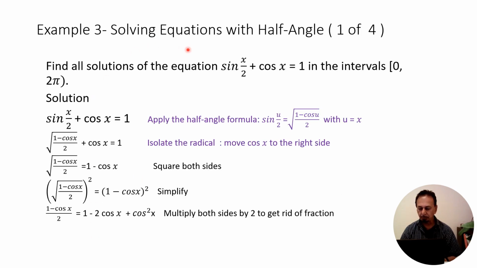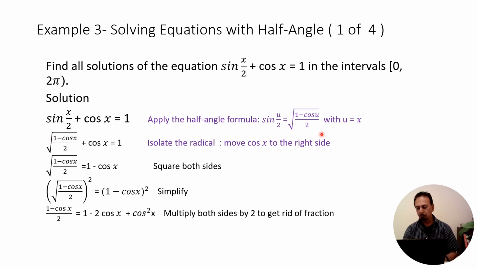So here is example 3, solving an equation with half angle. So we find all solutions of the equation sine x over 2 plus cosine x equal to 1 in the interval 0 to 2 pi. So let's start with sine x over 2 plus cosine x equal to 1, and there is no way we can factor out. So this is a sine of half angle, so we can apply this formula.